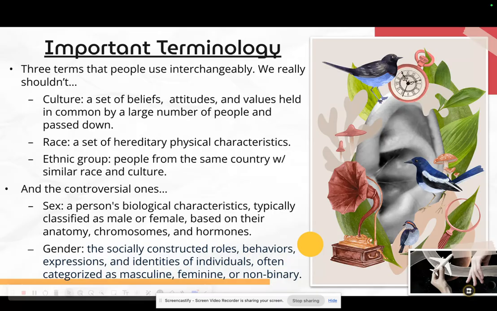Sex is a person's biological characteristics at birth, typically classified as male or female based on anatomy, chromosomes, and hormones. Now, obviously, you can have people that are born with possibly the anatomy of both, or you can actually have external anatomy and internal anatomy that, from a sex perspective, don't match up. Okay.